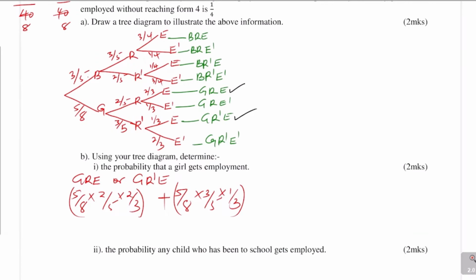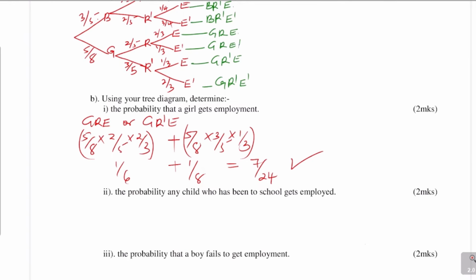So use a calculator to work out these. The first one, 5/8 times 2/5 times 2/3, that will give us 1/6. Then this one will give 5/8 times 3/5 times 1/3. After multiplying and simplifying, that will give 1/8. And when you add the two, 1/6 plus 1/8, you get 7 divided by 24.